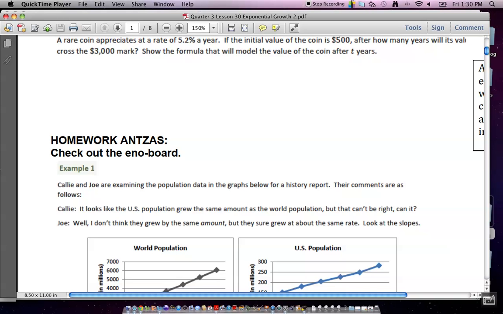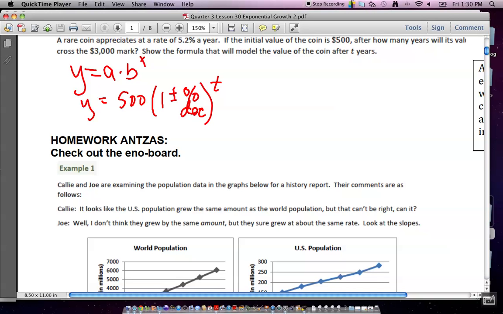So since it's exponential, we know the general exponential form is y equals a times b to the x, where x is the amount of time. Let's do y equals, a is always the principal, so it's the amount we start with. What is the amount we start with? 500. And this is always going to be 1 plus or minus the percent as a decimal, and then t is the number of years. Now, I asked you what you thought appreciates means, and you told me increases. So do you think I'm going to use the plus or the minus? The plus, obviously. That's the one that increases.